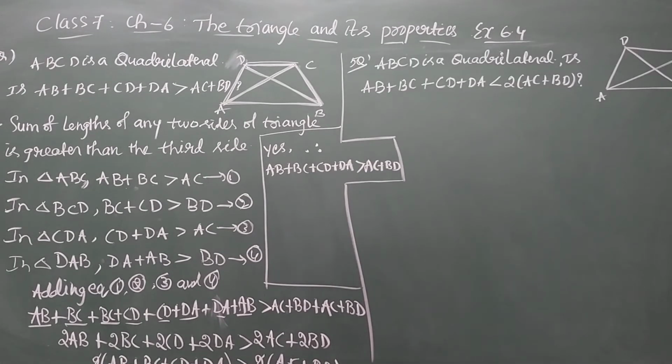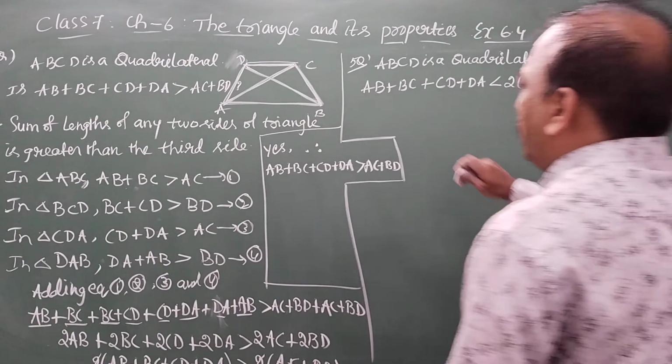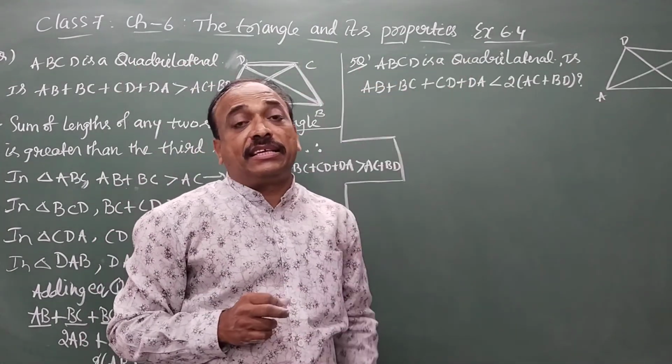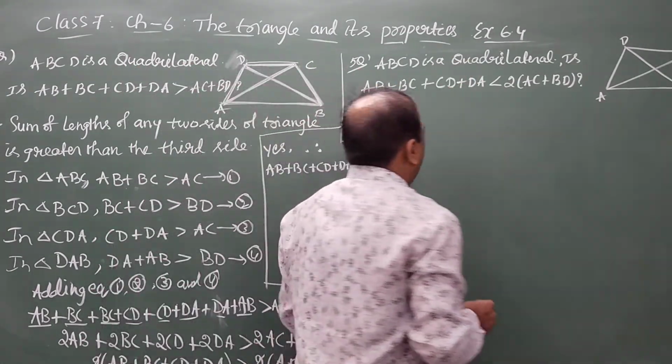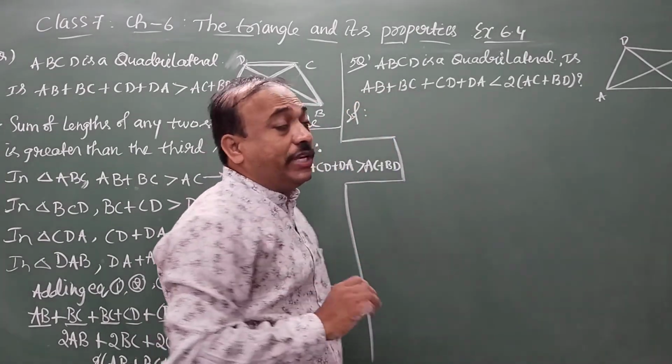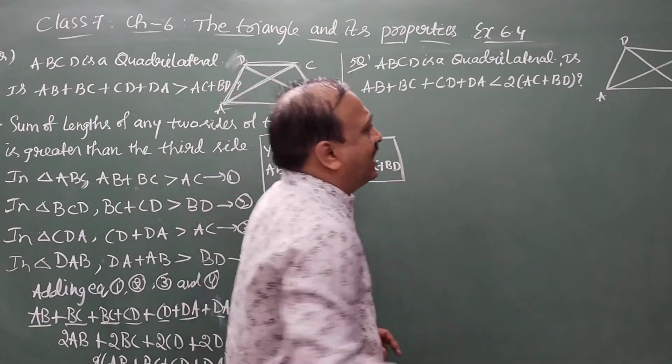Let us see question number 5. ABCD is a quadrilateral. Is AB plus BC plus CD plus DA less than 2 times AC plus BD? Similar question, but here it is lesser than 2 times. Let us see in the solution what we write.